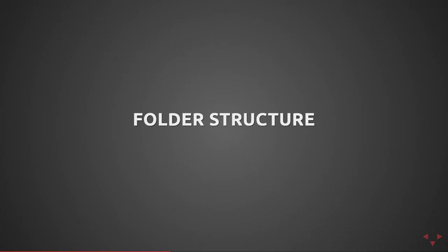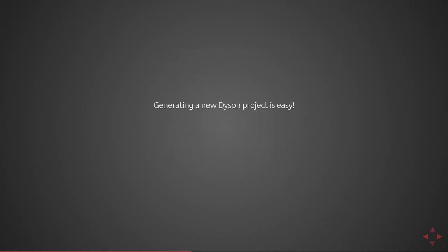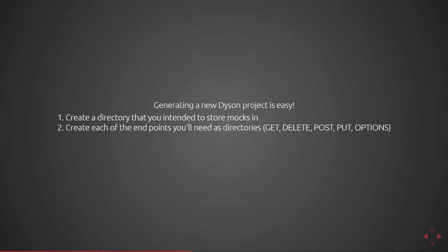Next, we're going to cover the folder structure of a Dyson mock. To generate a new Dyson project, it's actually very simple. There used to be a command called dyson init, but that's being deprecated. So currently, how you do that is you create a directory that you intend to store all your mocks in. In that directory, you'll create a new directory for each of the HTTP verbs you intend to use. So get, delete, post, put, and options are the ones supported right now. You can optionally add a dyson.json file into the directory for further configuration of Dyson, and we'll get into that in the other video.